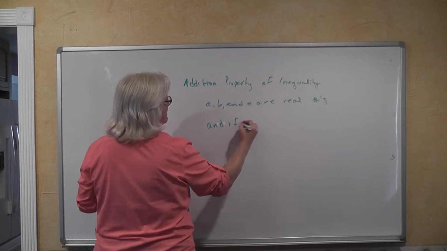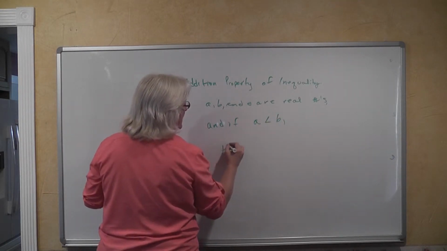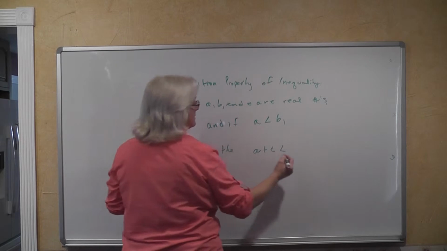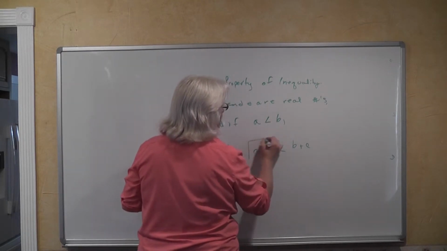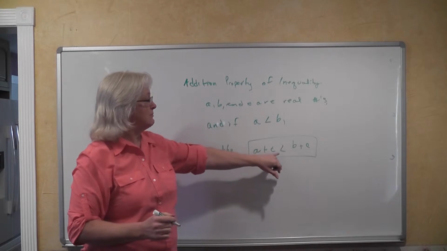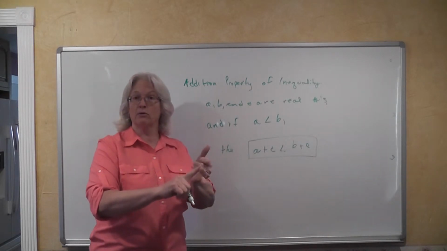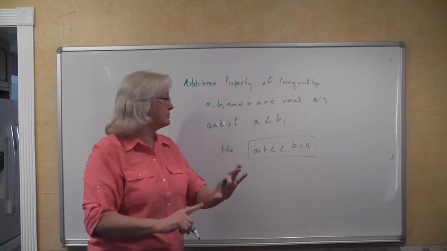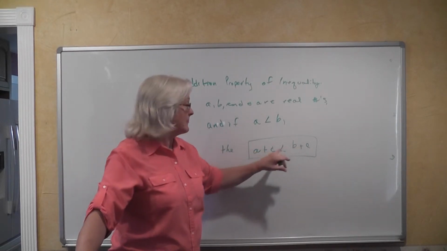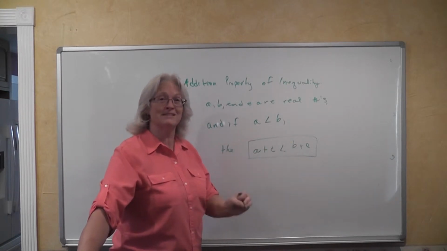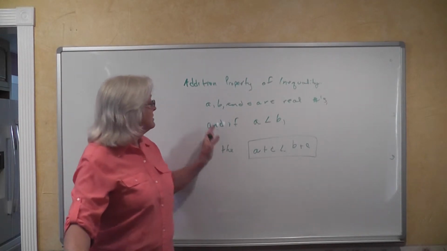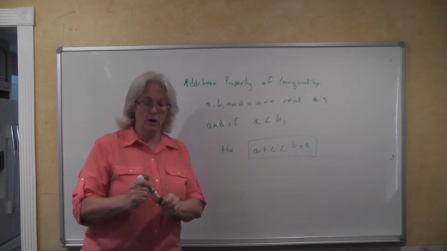And if A is less than B, then A plus C is still going to be less than B plus C. This is the addition property of inequality. This tells us that regardless of whatever this inequality symbol is, less than, greater than, not equal to, less than or equal to, greater than or equal to, if you add the same quantity, represented by C, to both sides of that inequality, the truth of the inequality does not change. So this is the addition property of inequality.